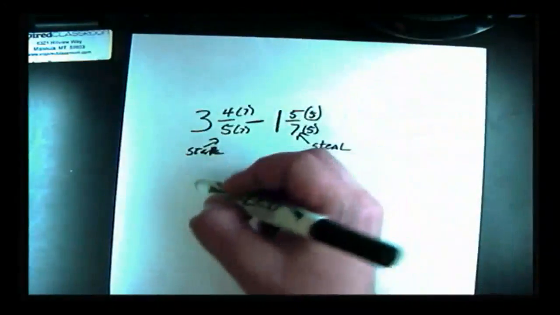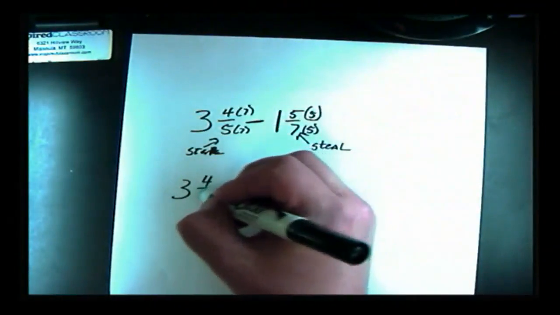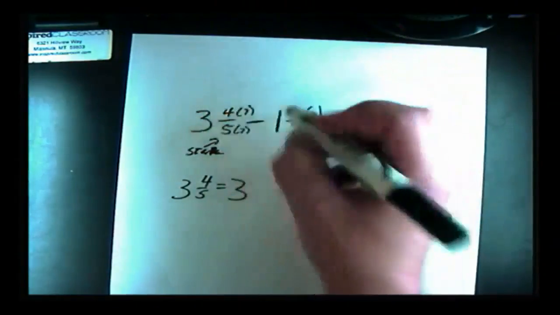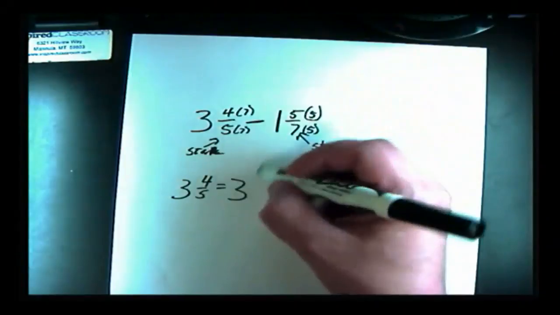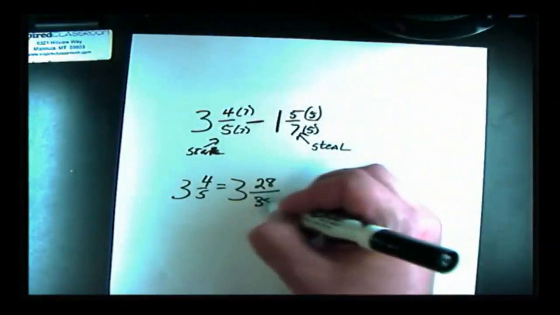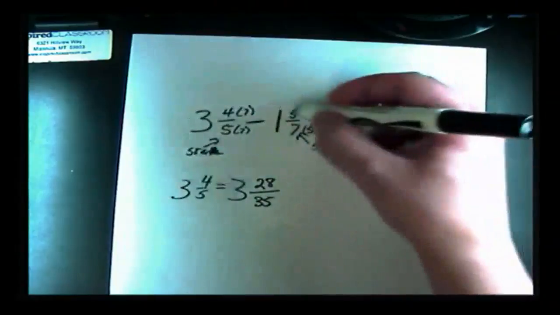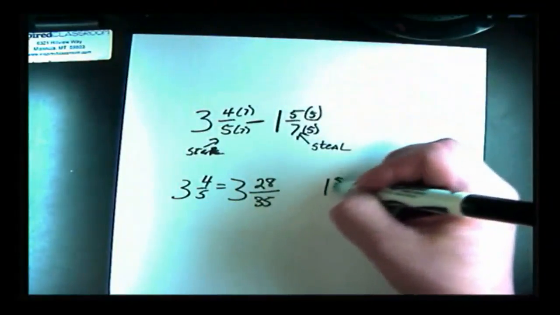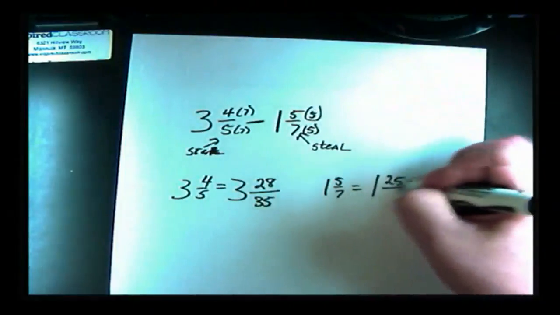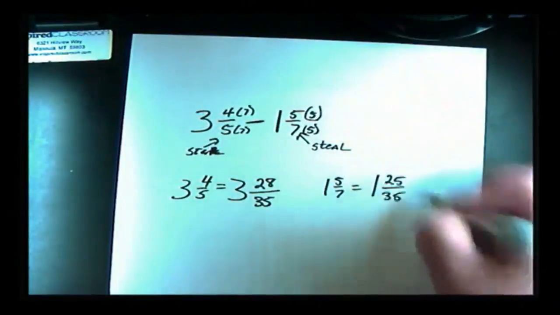So 3 4/5 is equal to 3 still, 4 times 7 is 28 over 35. And this 1 5/7 is equal to 1 and 25 35ths.